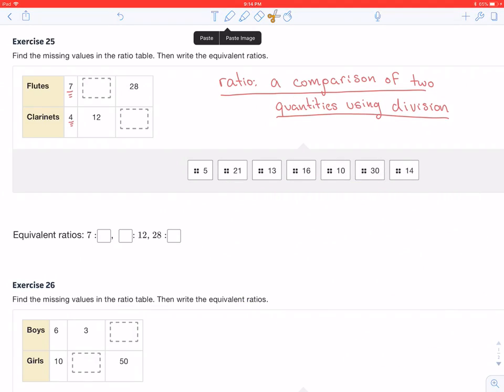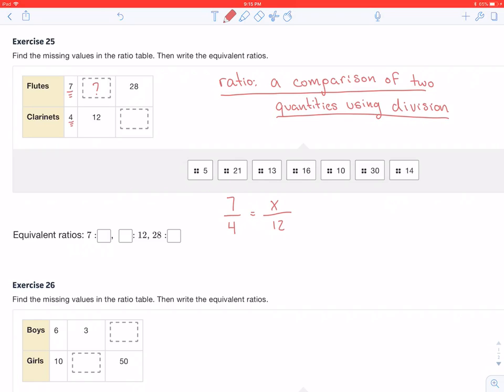Now, the way that we can determine what the number in a ratio has to be if it's missing is through cross products. So what that means is I can write this ratio, the 7 flute players to 4 clarinet players, like this. This is comparing two quantities using division. A fraction is a division problem. And I can set that equal to this mysterious number here, which I'm going to label as X. X flute players over 12 clarinet players.